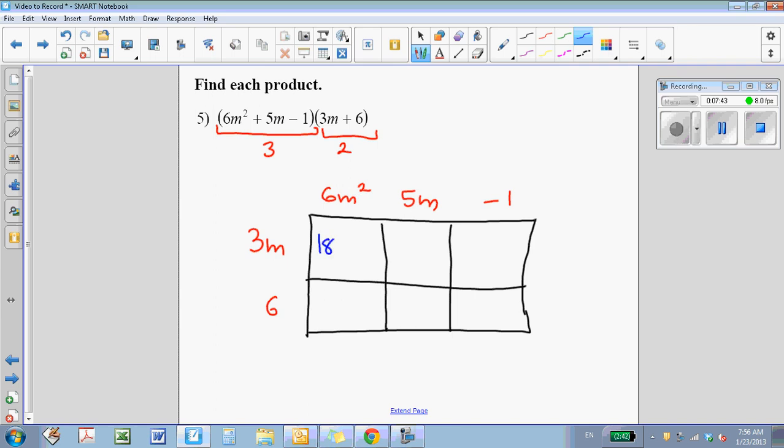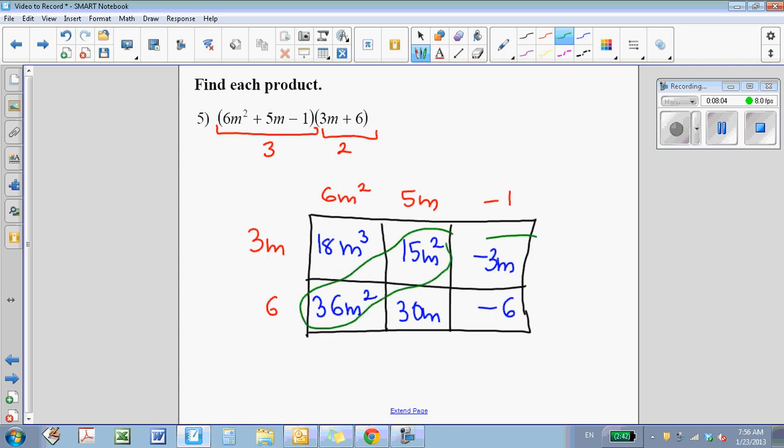I get 18m to the third, 15m squared, negative 3m. The nice thing about this area model is that you can really go in any order as long as you write your answer in the right place. So we'll look for like terms before we write our answer, and again they are diagonal from each other. So we have m squares here, and we also have m's here.